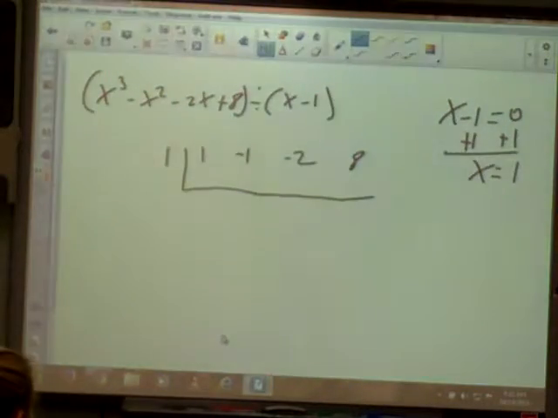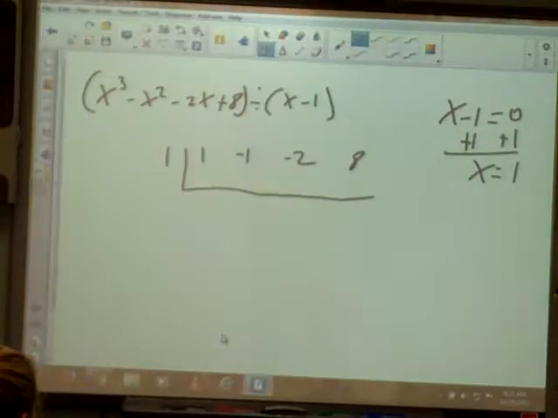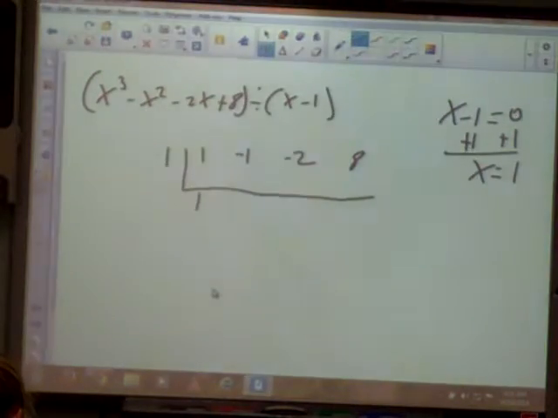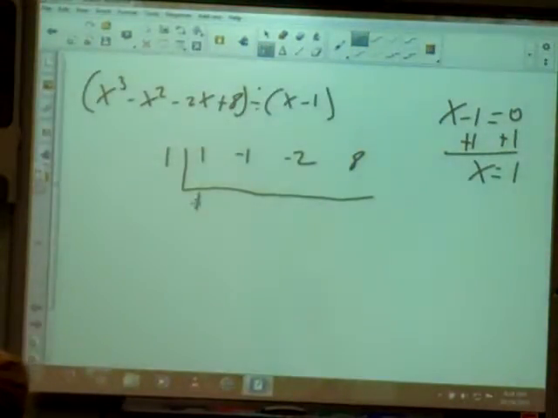Alright, so start synthetic division. You have to get the ball rolling somehow. You're going to drop the first number in your box all the way down below it. So I just drop that 1 all the way down. Now from here, all we do is multiply and add. Multiply and add. We multiply what's below times what's outside. So 1 times 1 is 1. And I'm going to put it underneath the next number.